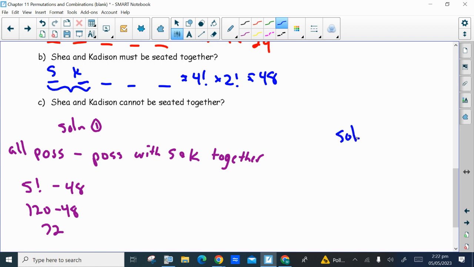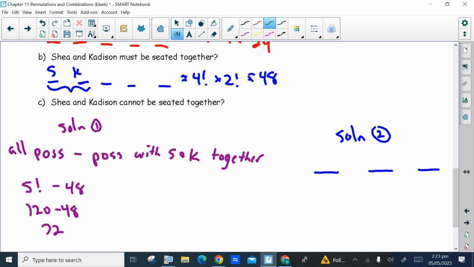But here's another way you can do this. They must not be seated together, meaning you can't have one beside the other. Okay? So what I'm going to do is mark down 3 spaces. These spaces represent the other 3 people. Shay and Caddison cannot sit together, so these other spaces represent Reese, Matthew, and Simone.